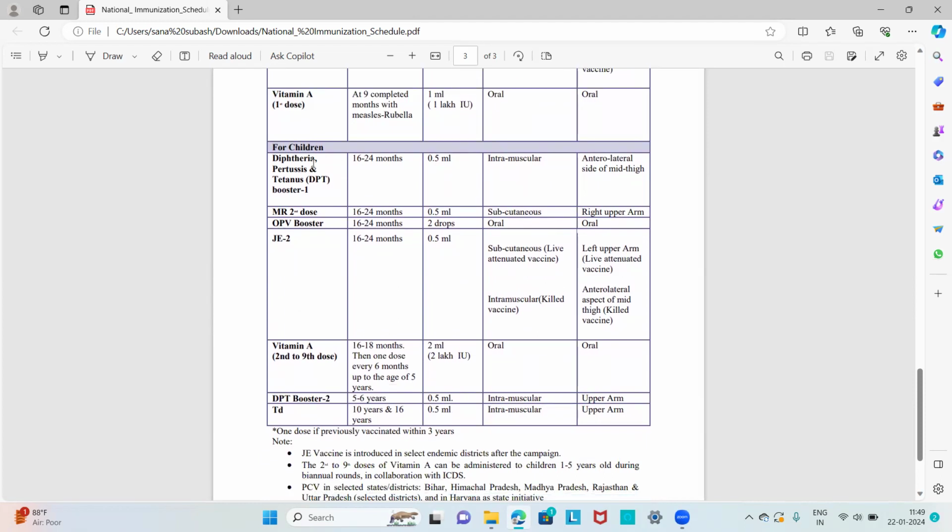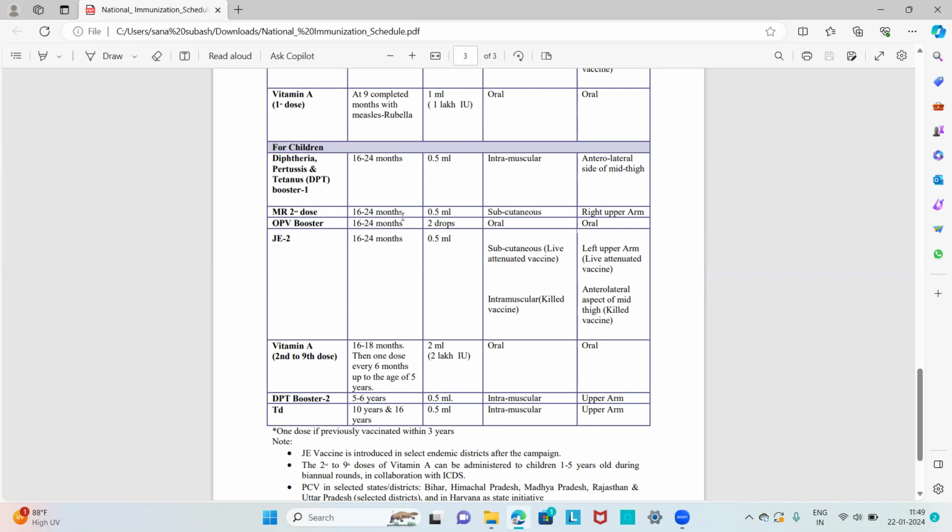Then for the children, we have the DPT booster 1 at 16 to 24 months of age. The dose is 0.5 ml, and the administration is through the intramuscular route, anterolateral side of the mid thigh. And MR second dose is at 16 to 24 months. Then we have to give 0.5 ml subcutaneous in the right upper arm.